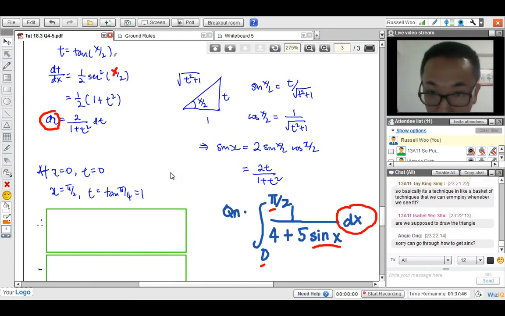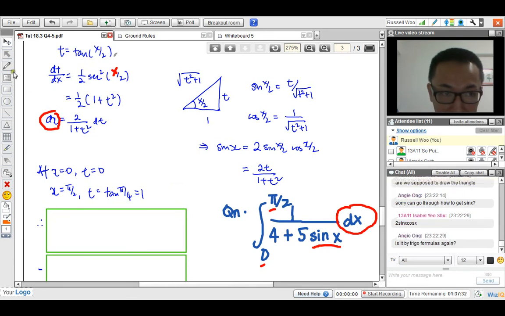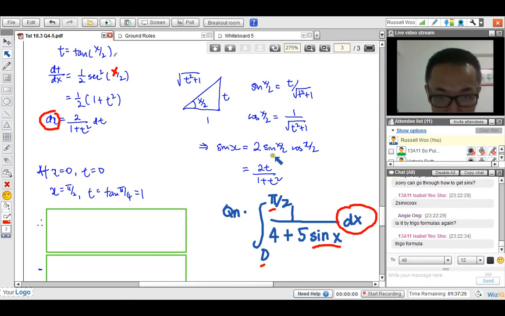Yes, you're supposed to draw the triangle, Isabel. Otherwise, no. Can I say that double angle formula here? Do you understand? Here, sine x equals 2 sine x over 2 cosine x over 2. This is a double angle formula.